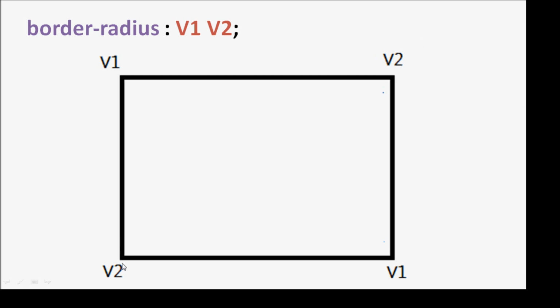And if you give 3 values, then the top left corner gets the first value, the second value gets assigned to the top right and bottom left corner, and the bottom right corner gets the third value. If you give 4 values, then starting at top left corner, it goes in clockwise order.